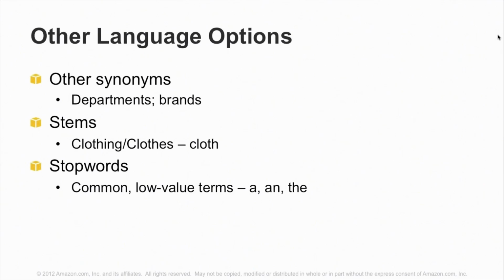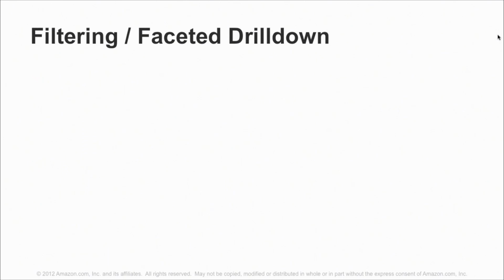Finally, we have stop words. Stop words are a way of actually removing confusing matches. When we have common low-value terms like a, an, or the, these terms will not actually allow us to match documents that matter for the user. So stop words allow us to remove those terms from the index and from the user query, leaving us with a simpler query that's more likely to match the correct document.